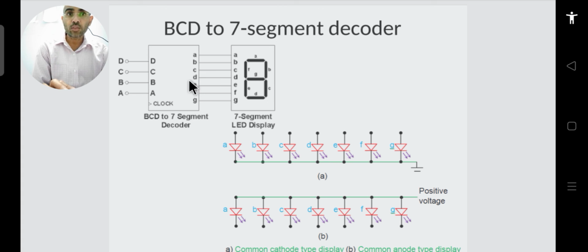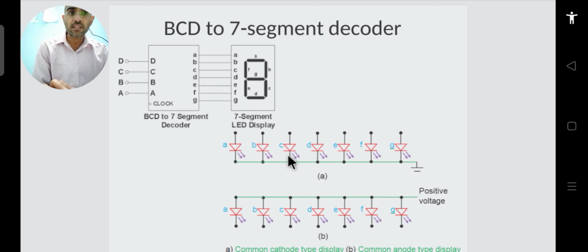That type of decoder is called a BCD to 7 segment decoder. We have a BCD number which is from 0 to 9, so a BCD number can have values from 0 to 9. That BCD number will be converted and shown on the display. So how do we do that? To do that, we will use a 7-segment display, as I was telling you.